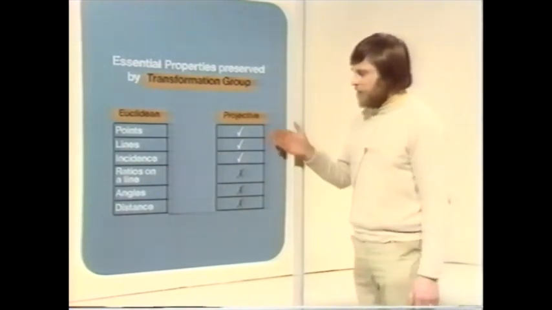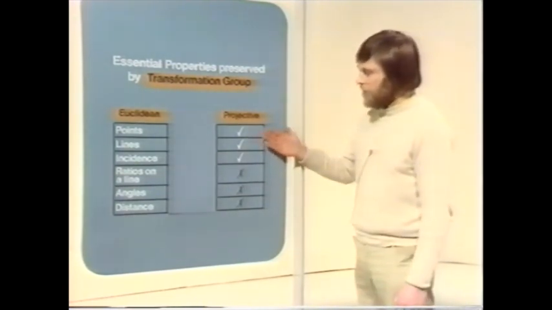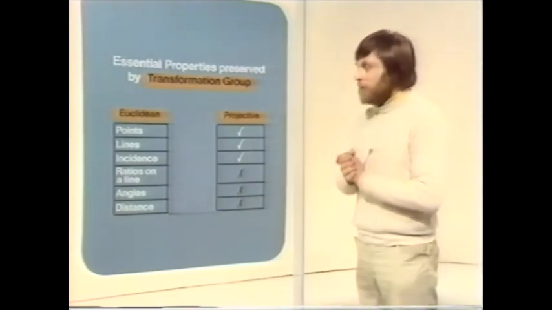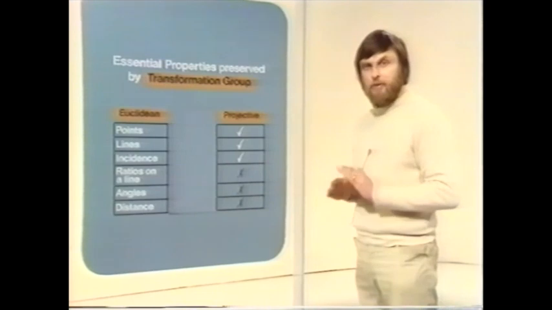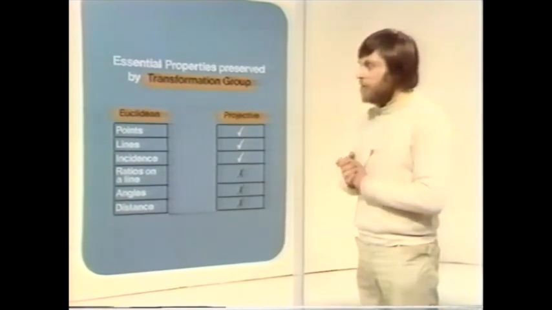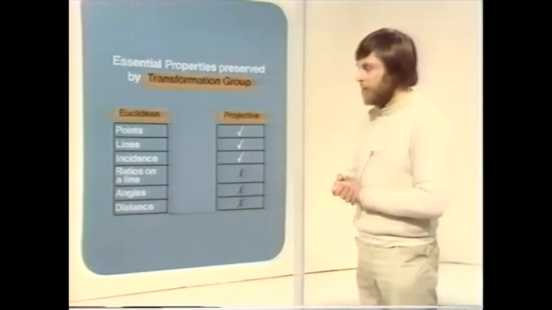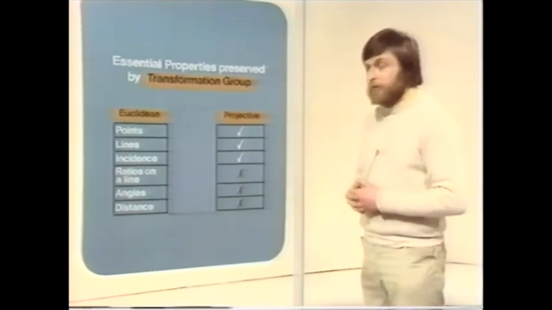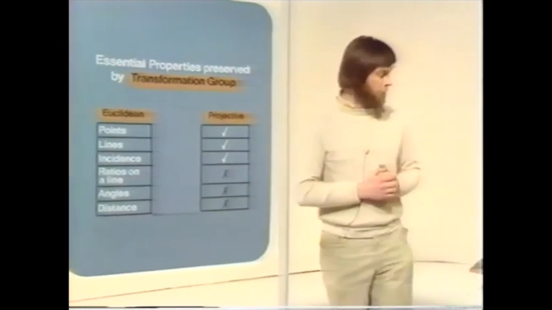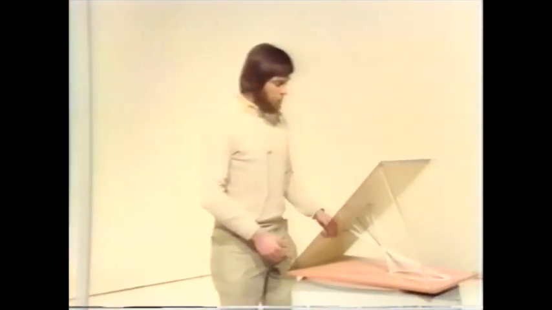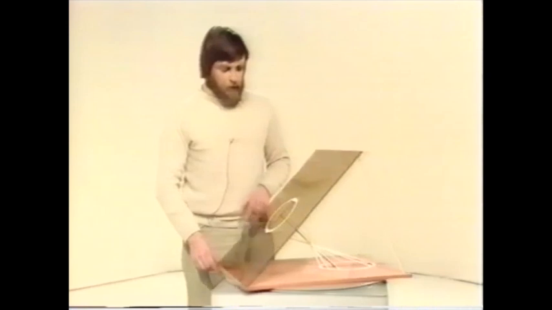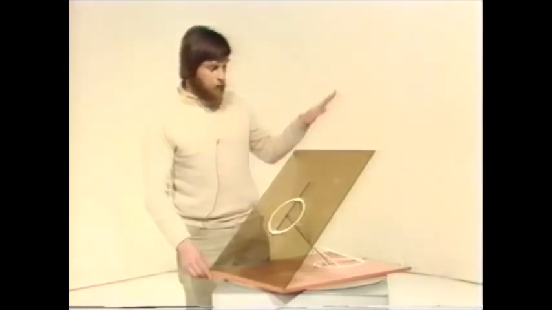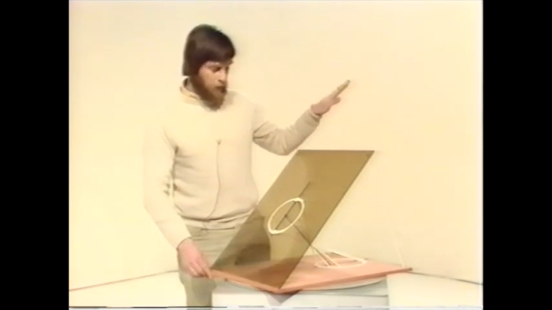Well, it seems a pretty drastic step to cut down the properties being preserved to just these three, but nevertheless it still gives us a geometry because we still have a space and a group acting on the space. Now the group's very different from the Euclidean group of transformations because it preserves a different set of properties. And as a matter of fact, the space is different too, because if you remember, the projective plane isn't just the ordinary plane R2, it's R2 together with ideal points, points at infinity.